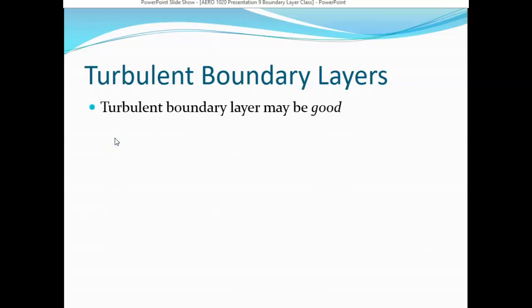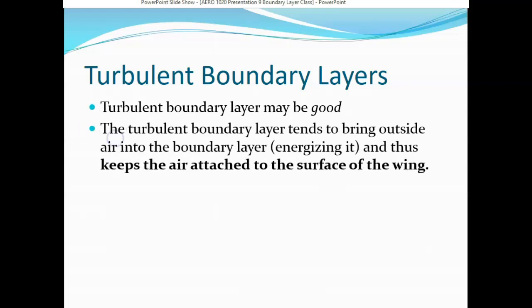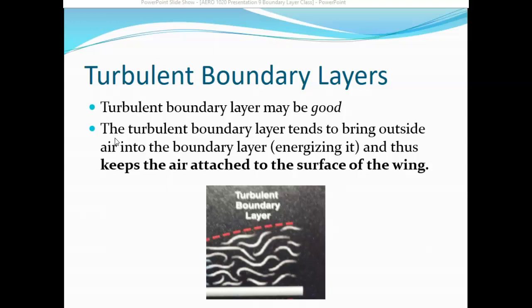Turbulent airflow is not really a bad thing, it's actually a good thing. Turbulent airflow actually tends to draw outside air into the boundary layer, and that kind of energizes the air and keeps it attached to the surface of the wing. And as I said before, we really need to keep the air attached to the surface of the wing to ensure that the wing continues to develop lift. So while the goal in designing a wing is to extend that smooth laminar flow boundary layer as far aft on the wing as possible, the turbulent flow is not necessarily bad in all respects.